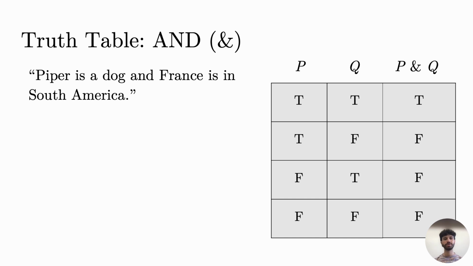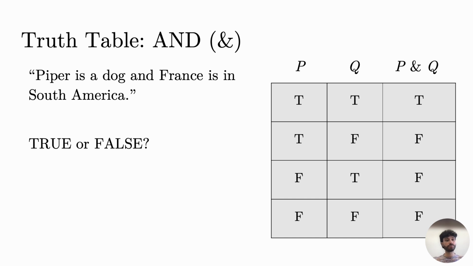Okay, let's use this truth table for a concrete example. Let's look at the case, Piper is a dog and France is in South America. Okay, already it might not immediately jump out at you which truth value this sentence has. So if I ask you, is it true or false, you might need a little bit to think about it, and you might even be led to the wrong conclusion if you don't have these truth tables in hand. So how do we determine this? Well, let's look at the simple statements that compose this complex statement and then determine what the truth value is.